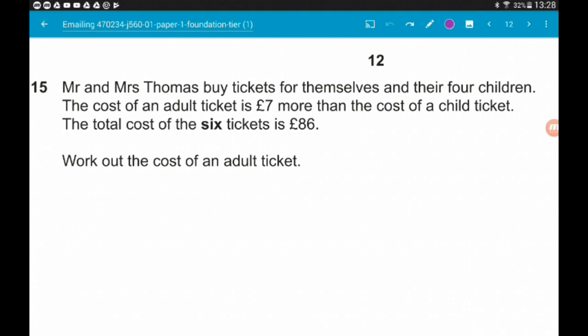We want to work out the cost of an adult ticket. So let's first of all turn all of these words into maths. So we are buying 2 adult tickets and 4 child tickets. Now we know that the total cost of all of that is 86.